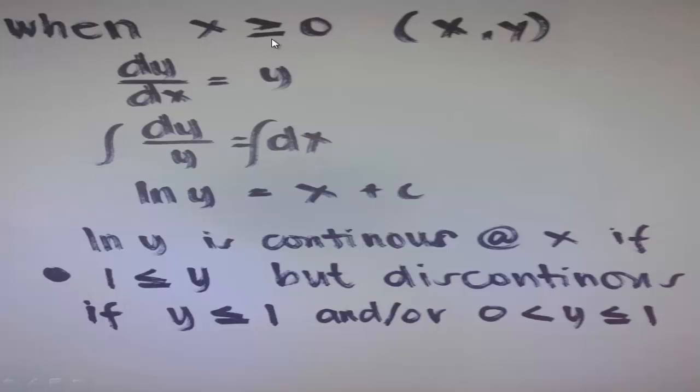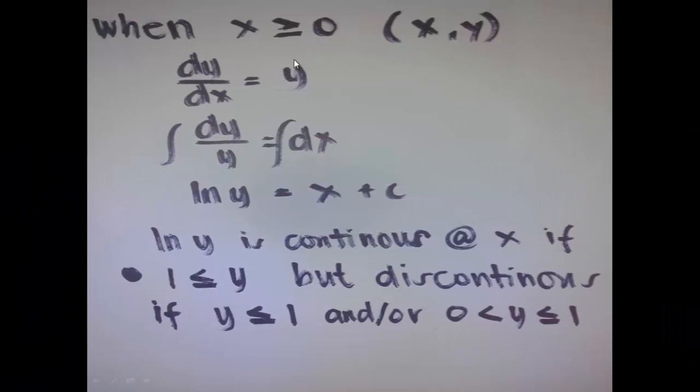Now when x is greater than or equal to 0, it means that your x is all positive. Then you have dy dx is equal to y. Now separating the variables, you have the integral of dy over y is equal to the integral of dx. Now ln of y is equal to x plus c.